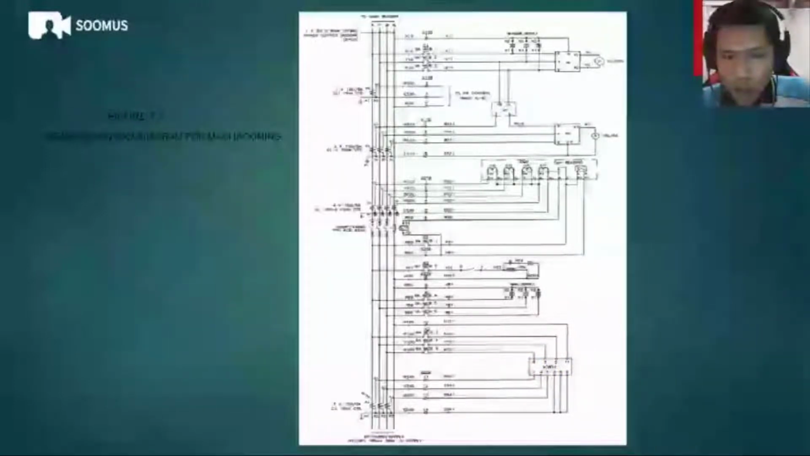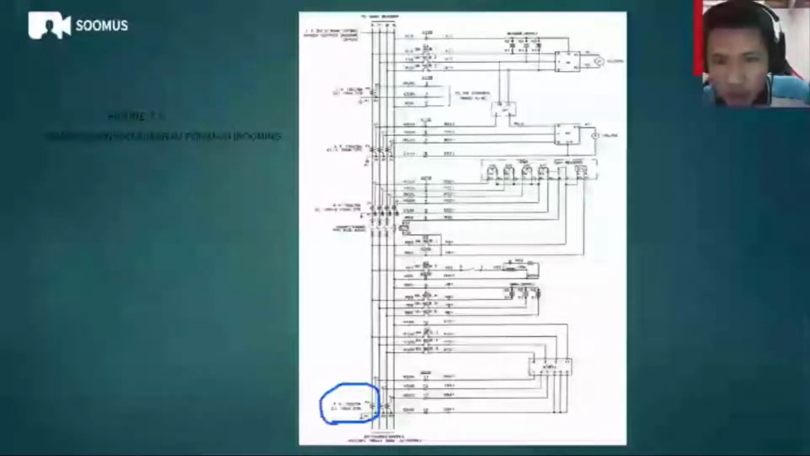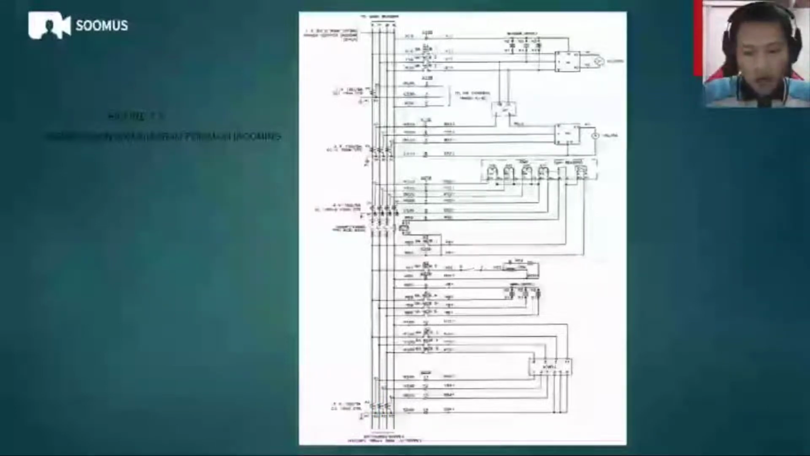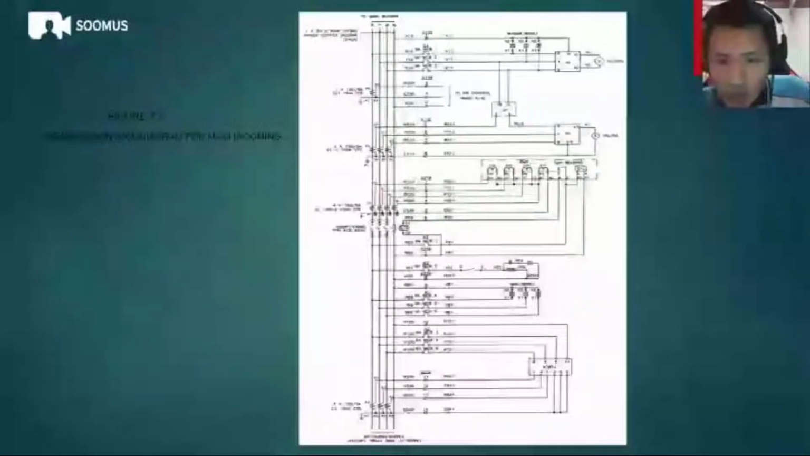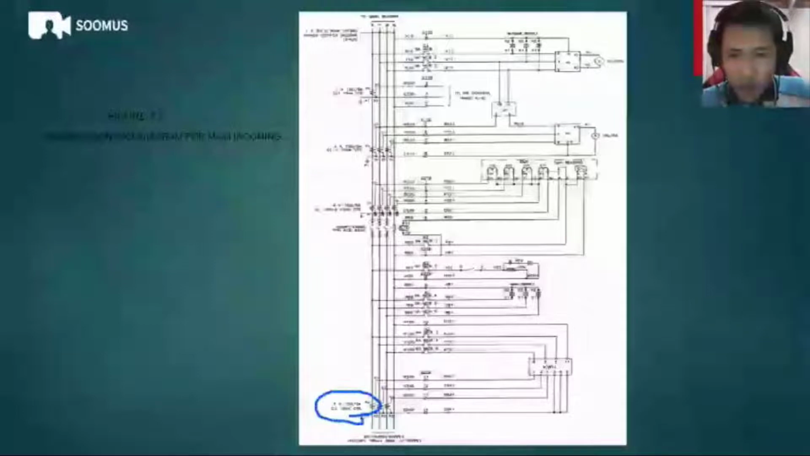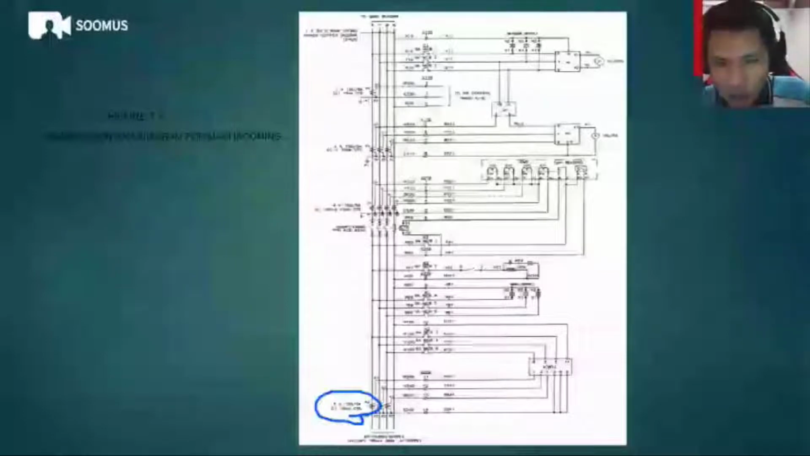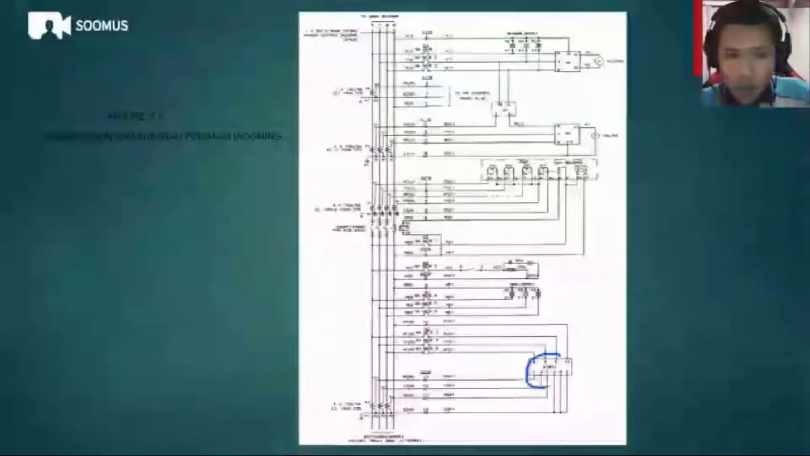So on the left side of the diagram, we have the CTs, which means that CT stands for current transformer. So the ratio of the CTs is 150 slash 5 amp, and the outgoing goes to the kilowatt hour meter, to the relay, and the current emitter.